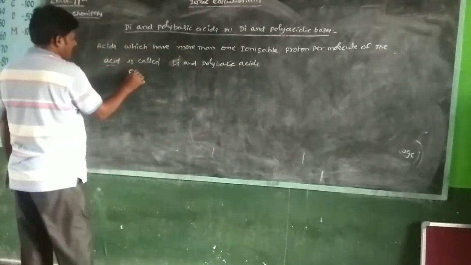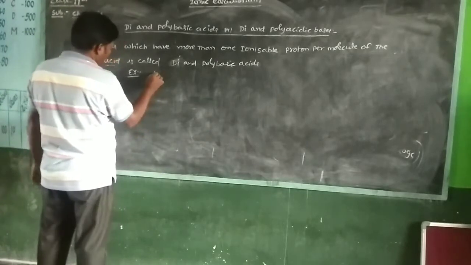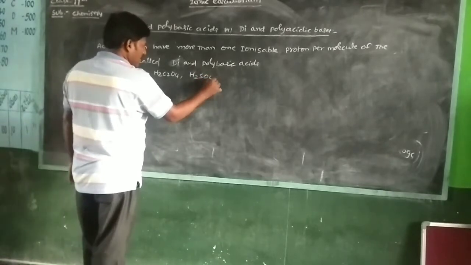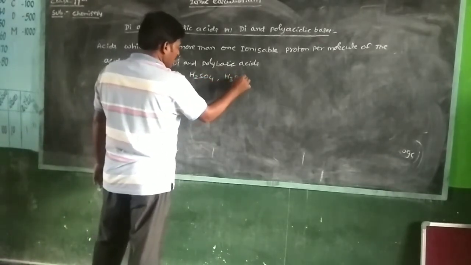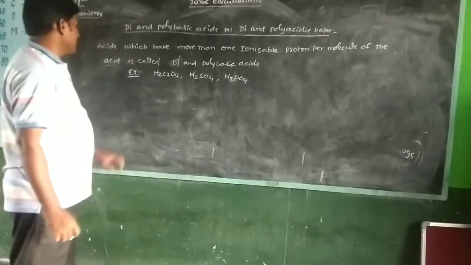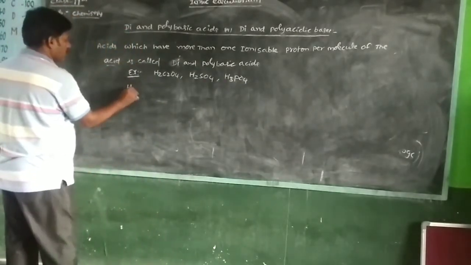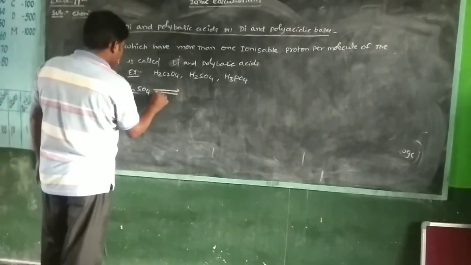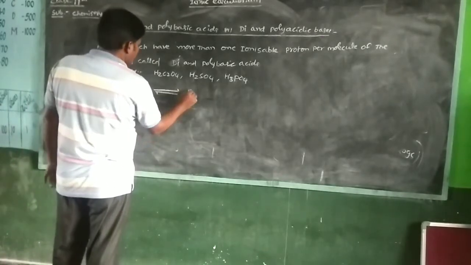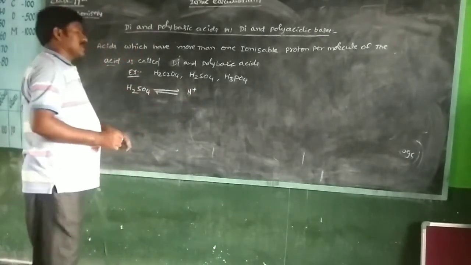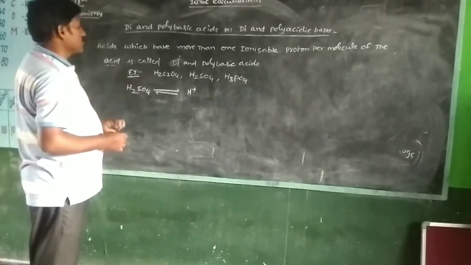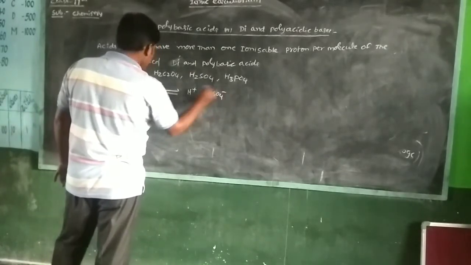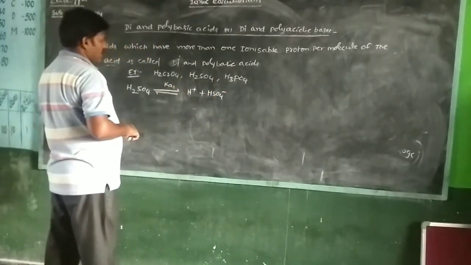Examples: oxalic acid, H2C2O4, H2SO4 or H3PO4. These are polybasic acids. Take one example, H2SO4. It is a reversible reaction: H2SO4 gives H plus and HSO4 minus. This is dissociation constant 1.